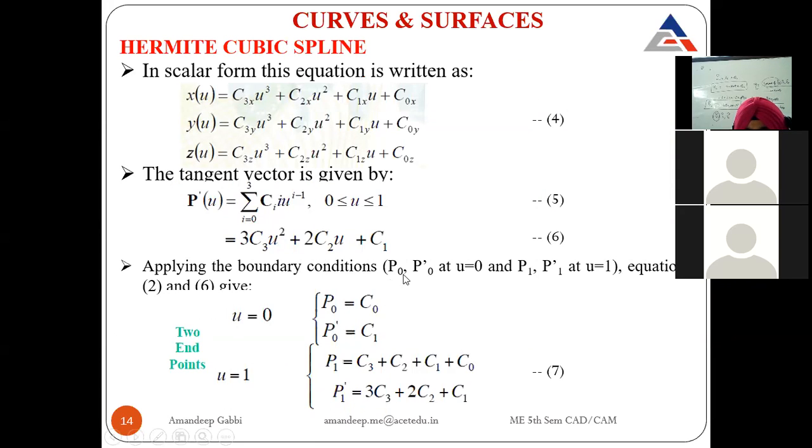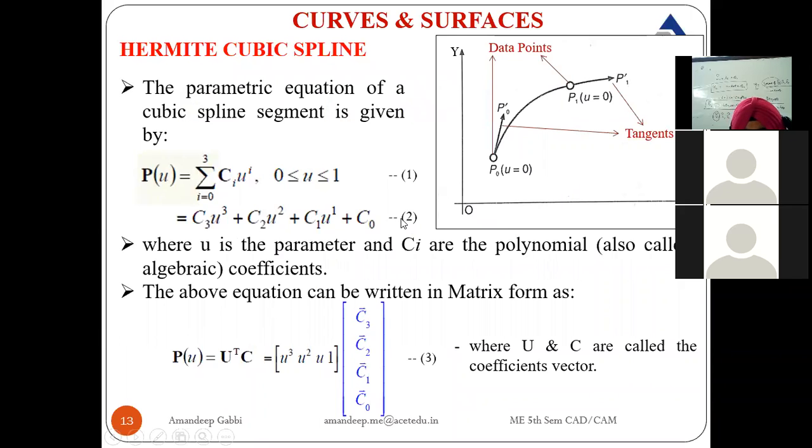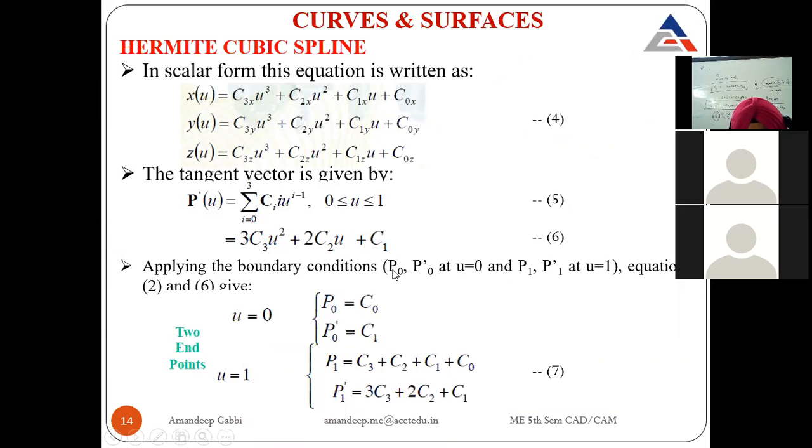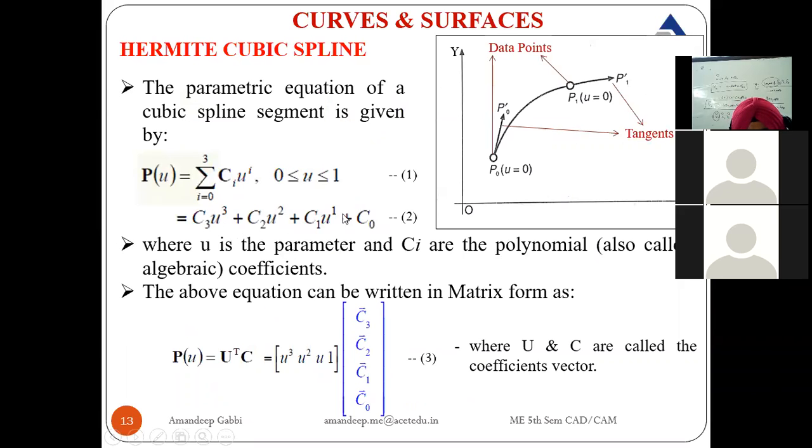Applying the boundary conditions P0 and P0 dash at u equal to 0, and P1 and P1 dash at u equal to 1, equations 2 and 6 will give the result. Now we have two equations, equation number 6 and equation number 2. What is to be done is to put u equal to 0 in this equation. When you put u equal to 0, anything raised to a power becomes 0, so this term will become 0, this will become 0, this will become 0.